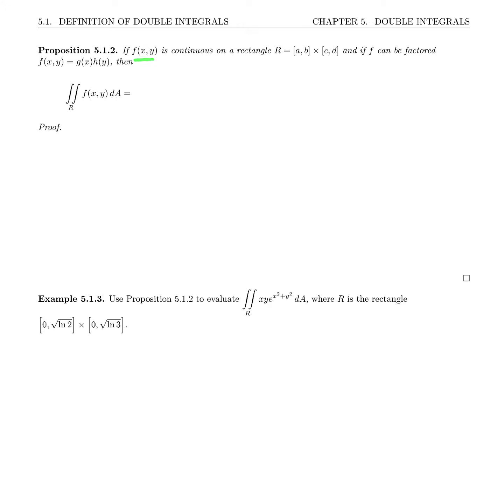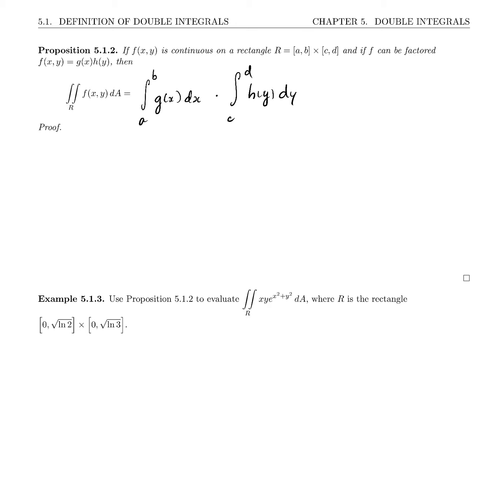If f of x, y is continuous on a rectangle [a,b] times [c,d], and in the special case that f can be factored as a function of x times a function of y, then the double integral over R of f of x, y dA can be evaluated as the integral from a to b of g of x dx times the integral from c to d of h of y dy. So let's take a look as to why this is the case.